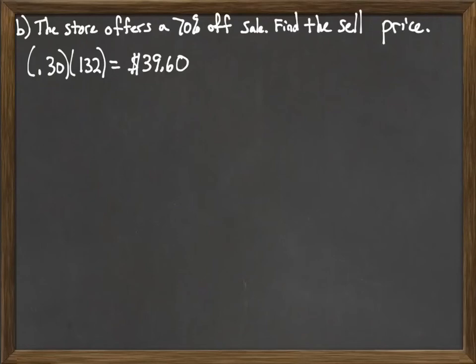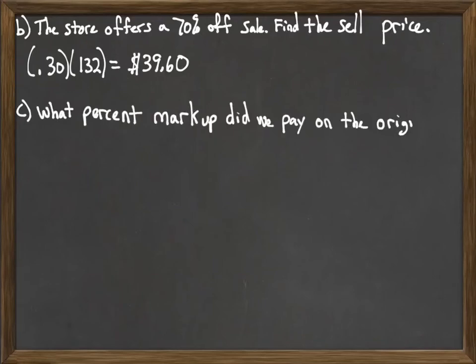Now our final question here is, what percent markup did we pay on the original price? So if we paid $39.60, our question is, well, what percent markup is that of the original one? You know, how much percent more than the original price was that? So we realize that our $39.60 is what percent of 24? Right? So what percent are we paying? Once we know that, we can figure out how much of that is markup.